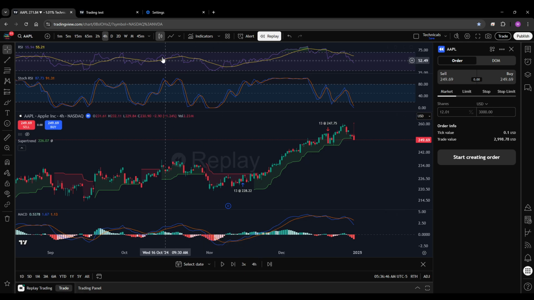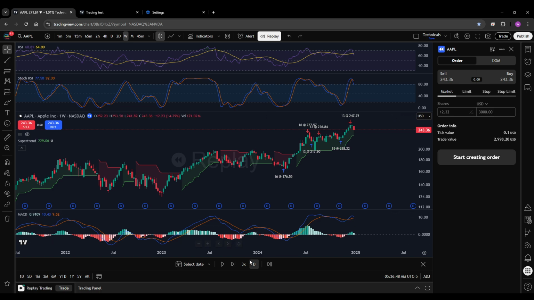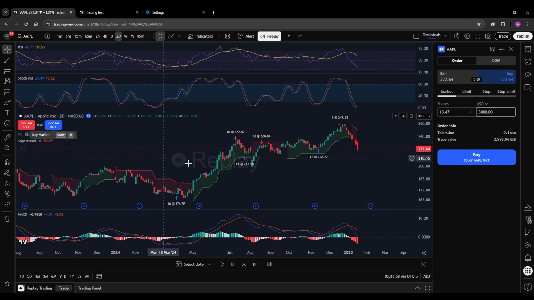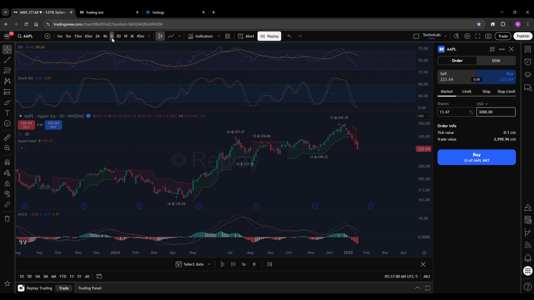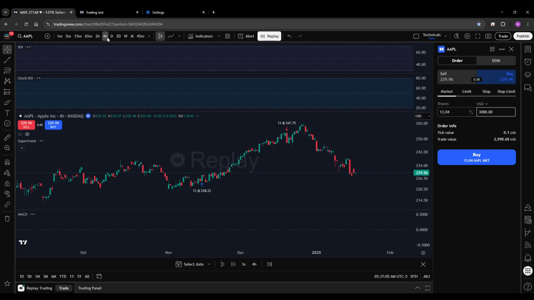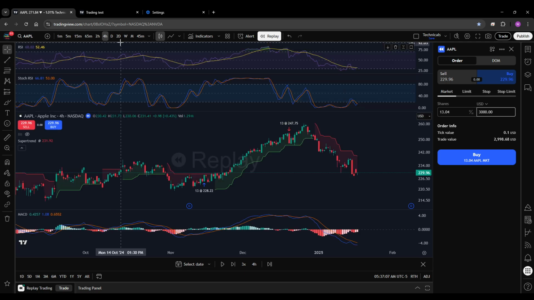Okay, let's go back to the 1 week chart. Okay, we're starting to see a new super trend form towards the bearish side. We're gonna try to enter here. Let me look a little bit further into this. Okay, the 1 day supports the 2 day, and the 4 hour supports the 1 day. So I'm gonna buy here.